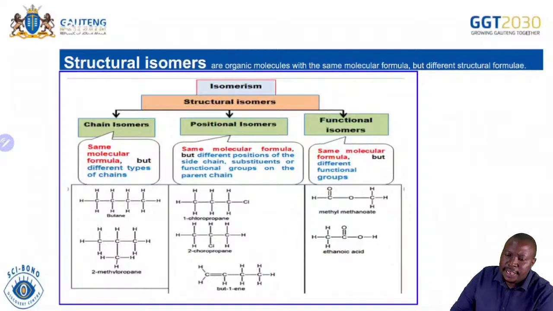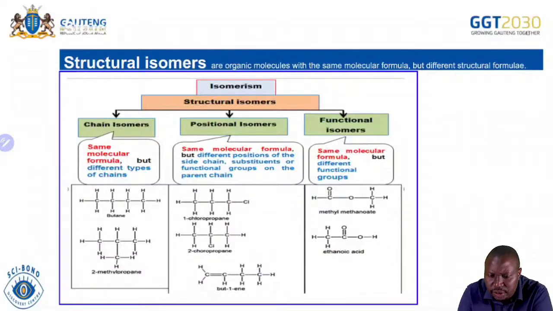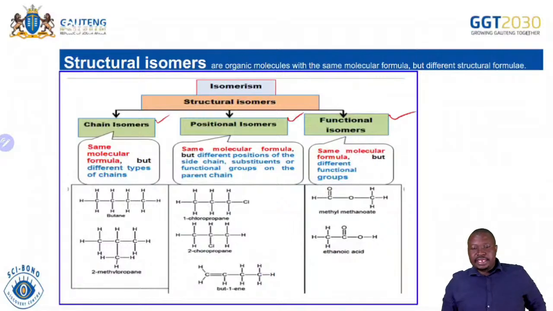Now, we are saying isomers. So when you look at isomers, we have the 3 types of isomers that we do. This is the last part of this question 2 to say, remember, you have chain isomers, positional isomers, and functional isomers. Now, the chain isomers, we are saying these are compounds.